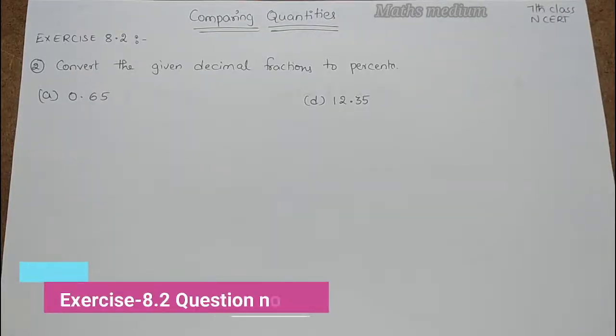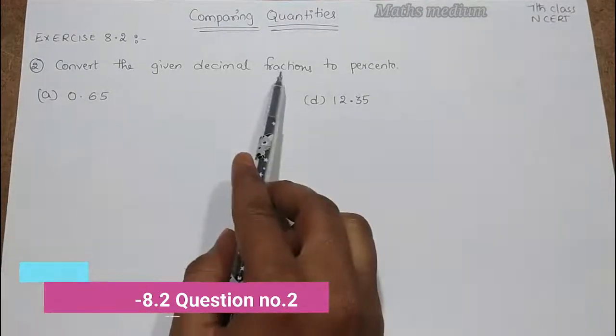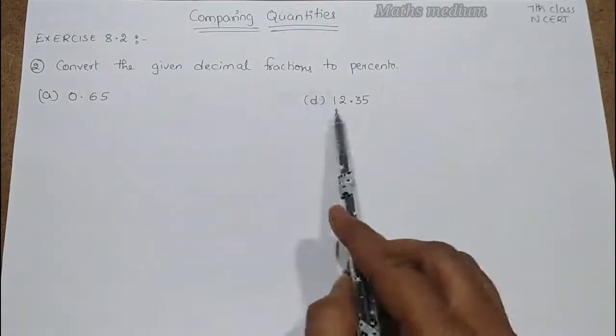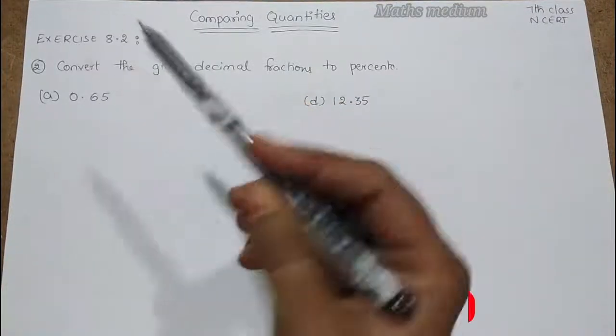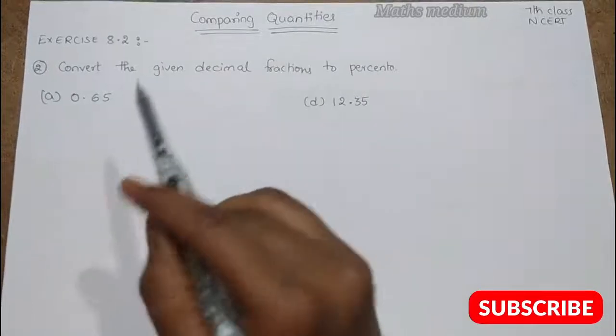Today I came with exercise 8.2 from Comparing Quantities, 7th class NCERT. Question number 2. Convert the given decimal fractions to percents. So here is 0.65 and 12.35. In previous videos, we already discussed how to convert a decimal fraction to a percentage. I will provide the link in the description box.